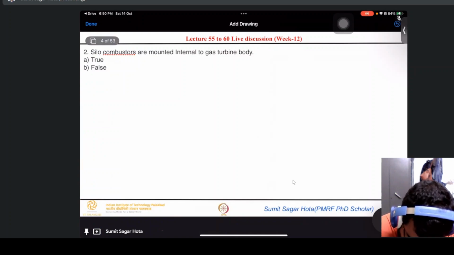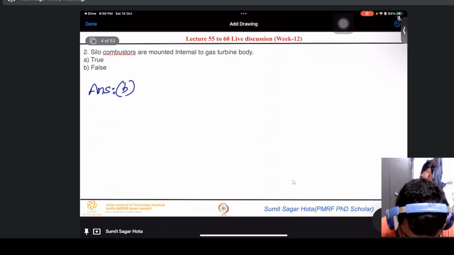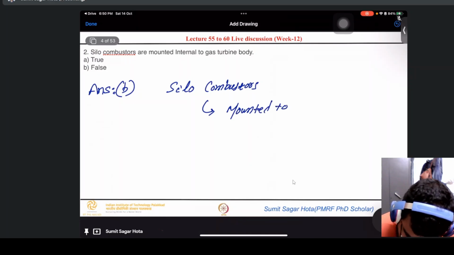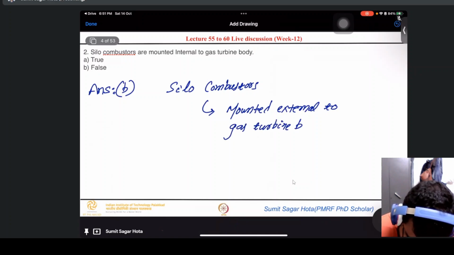Silo combustors are mounted internal to the gas turbine body. The answer is false. It is not internal, it is external. They are mounted external to the gas turbine body.